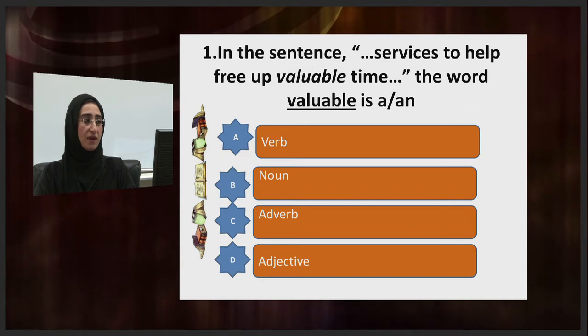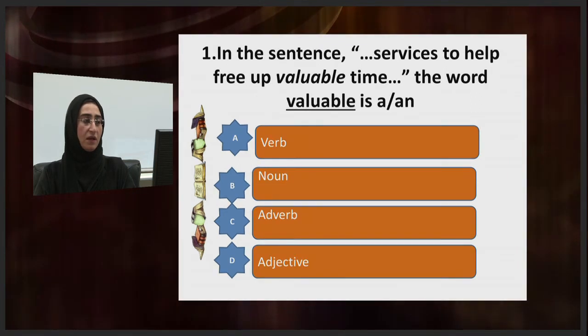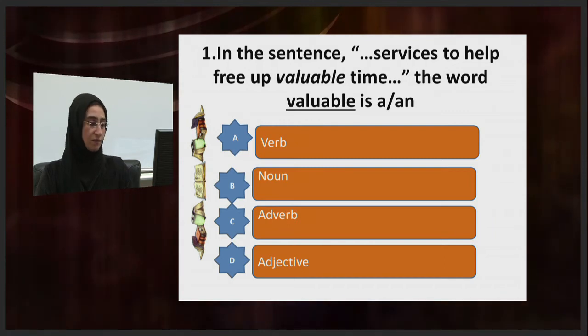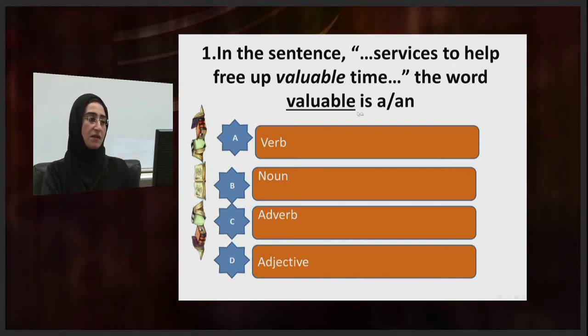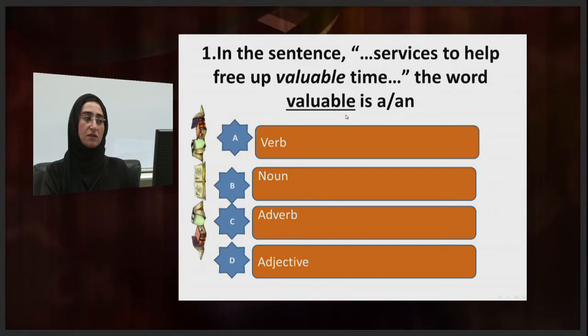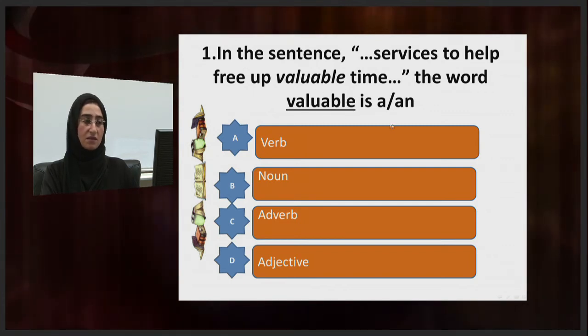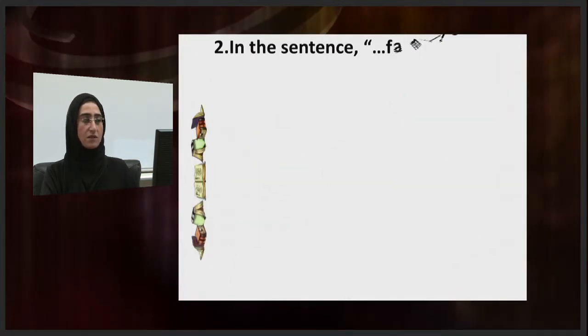Adjective. So the answer here for valuable is adjective. How did I get it? Through the suffixes. Maybe I will not get it through context, so I will use the second way. It is the suffixes I told you before. Let's find out more about this question.